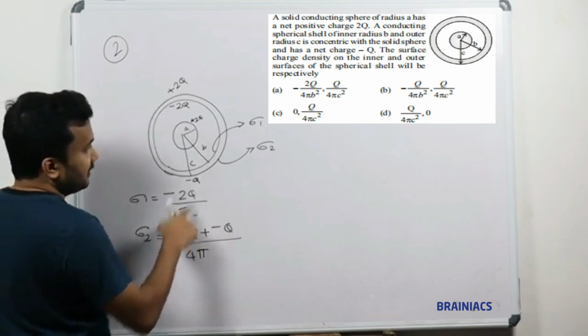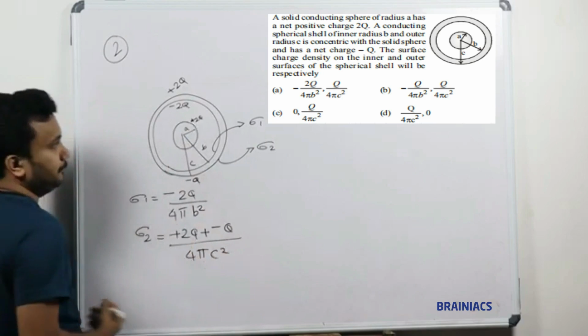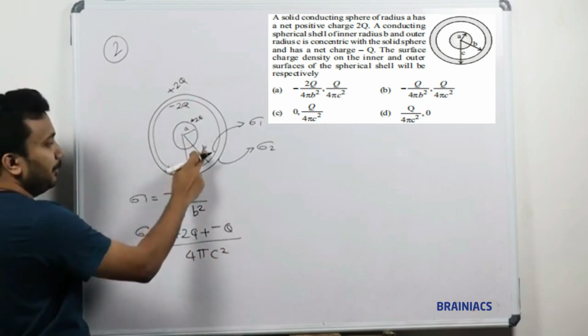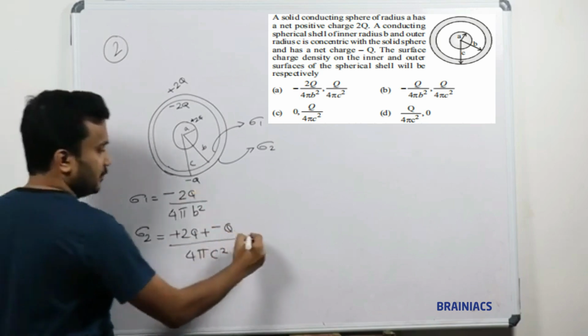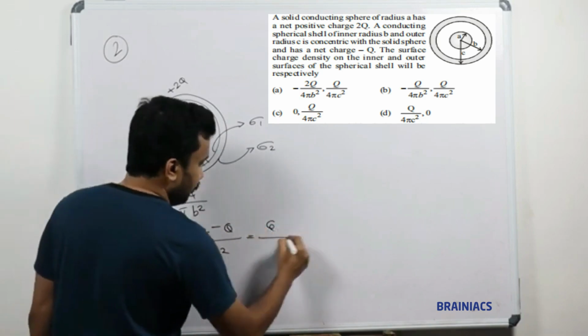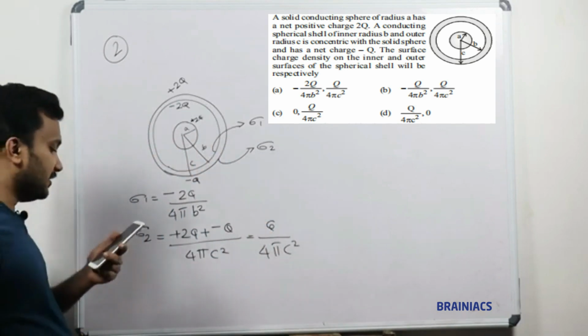The area of the inner circle, radius b, is 4 pi b square. For the outer one, radius c, it is 4 pi c square. So this has no change. This we can simplify, so this becomes q divided by 4 pi c square. This is the answer, sigma 1 and sigma 2.